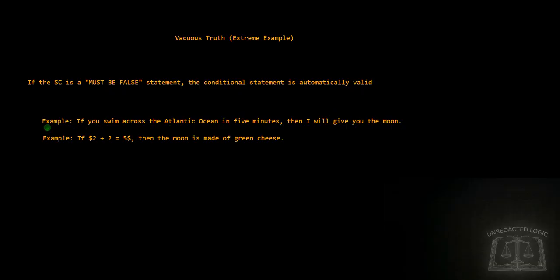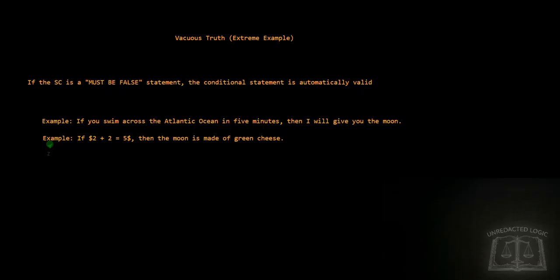In example 2, if 2 plus 2 is 5, then the moon is made of green cheese. Don't mind the dollar signs there, they're clearly in the wrong places. Well, 2 plus 2 is not 5. So this rule is never going to be applicable, and we would describe it as vacuously true, meaning it is a valid conditional. As ridiculous as it looks, in logic and on the LSAT, this would actually be considered a valid conditional statement.